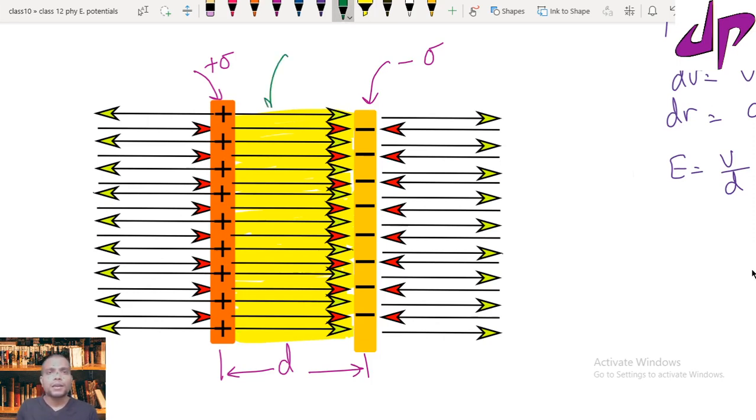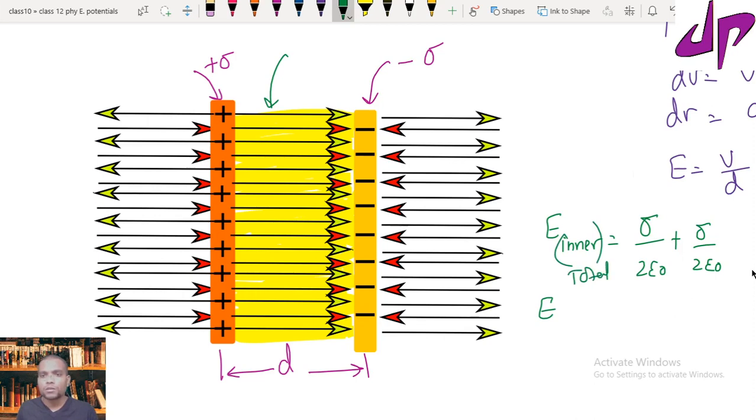Now in this case, the electric field in the inner region I can write as sigma by 2 epsilon naught plus sigma by 2 epsilon naught. So inside the region, the two electric fields add. So if you write the total electric field inside, in the place of inner I am supposed to write total. So the electric field total equals sigma by epsilon naught.